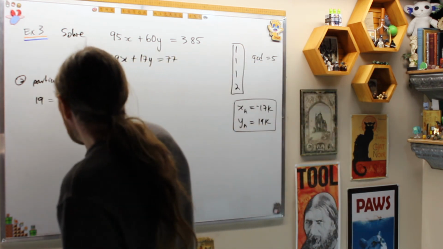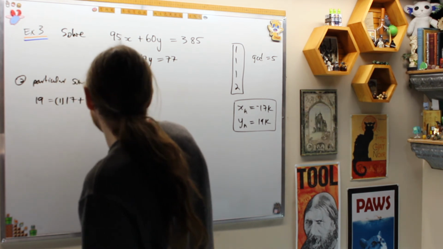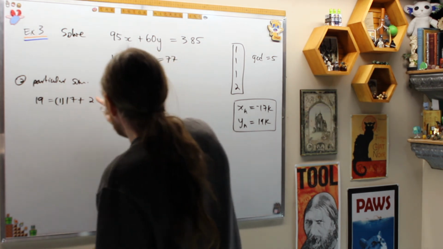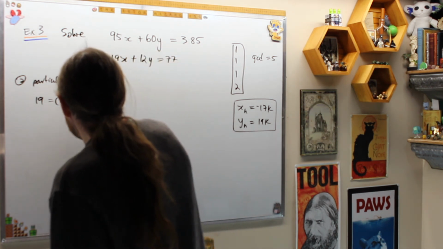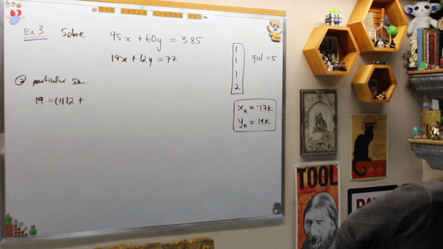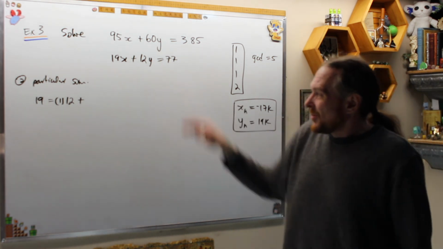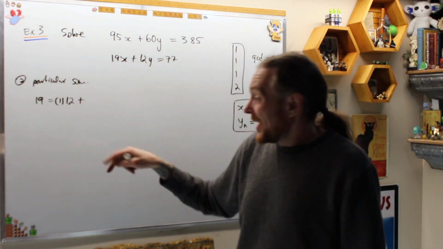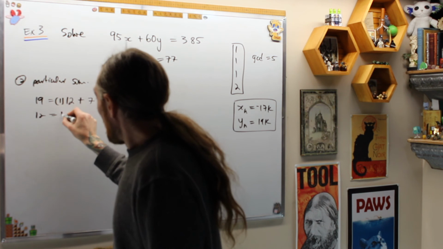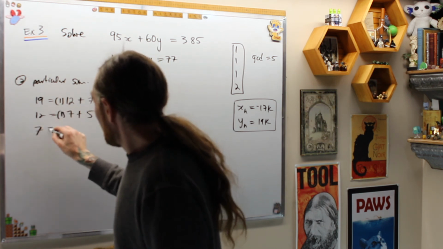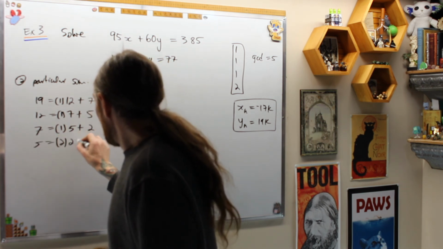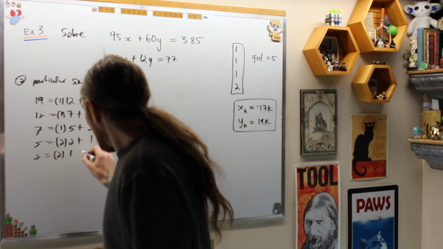So 19 is one group of 17 plus 2. Or sorry, that should be a 12, not a 17. We reduce. Sorry, it was a 17 or a 19 and a 12. Did I get those right? Yeah. So we get a 19 and a 12. When I want to reduce this, let's run the game again. 19 is one group of 12 plus 7. 12 is one group of 7 plus 5. 7 is one group of 5 plus 2. 5 is two groups of 2 plus 1. And 2 is two groups of 1 plus 0.